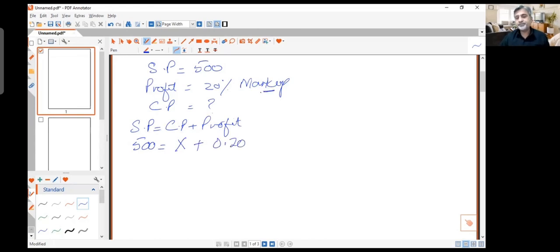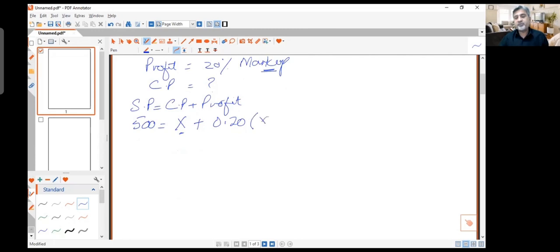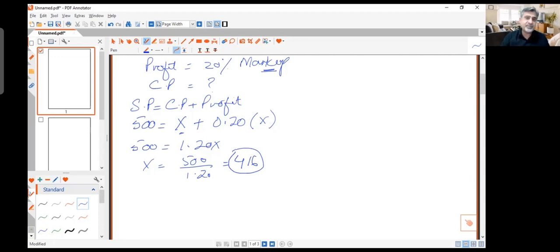But because it is markup, markup means percentage on the cost price. Now, cost you do not know. Cost you have already assumed as X, so you call it 0.20 of X. So it means that 500 is equal to 1.20X, and then X is equal to 500 divided by 1.2. With the calculator, 500 divided by 1.2 gives 416. So my cost is 416. You can do it otherwise as well: take 416 and add 20% on top of that, and you will get the same number, 500.